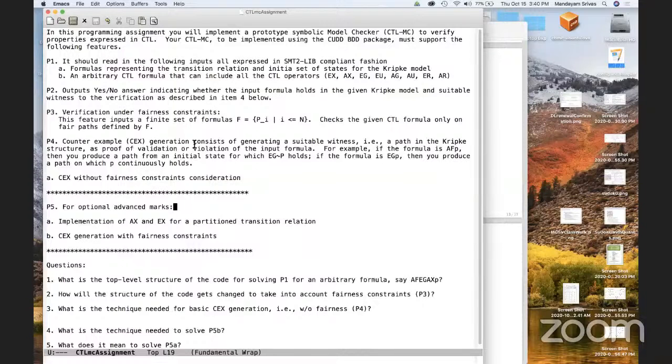And the third part is that the same verification should be done under fairness constraints, a given set of fairness constraints. This feature inputs a finite set of formulas, F, representing the individual fairness conditions from some finite n, and it checks the given CTL formula on only the fair paths defined by F.